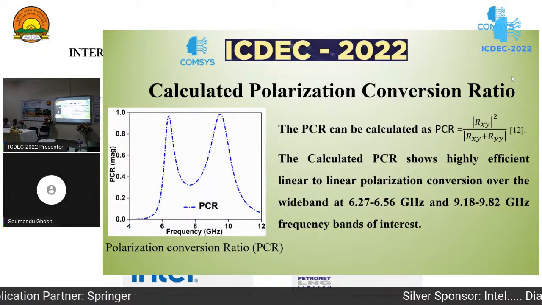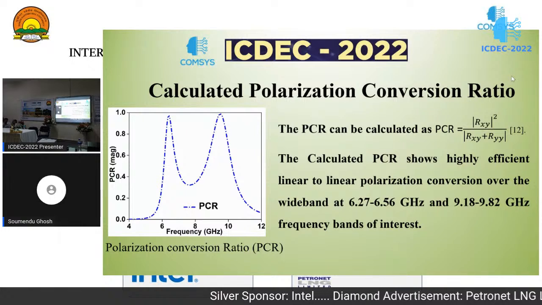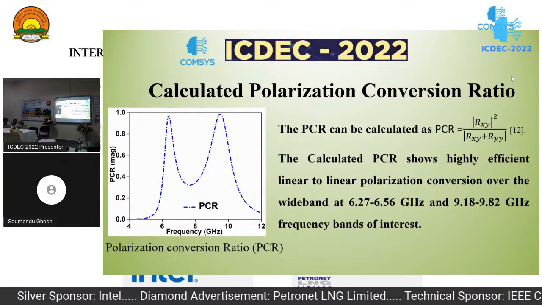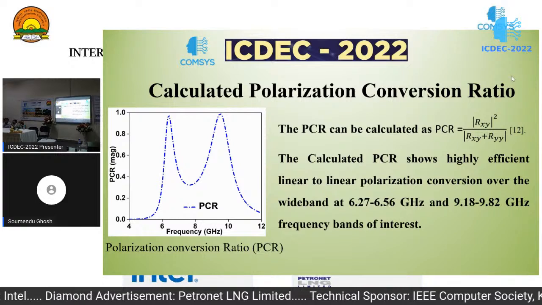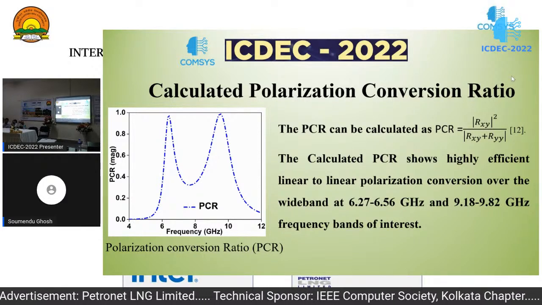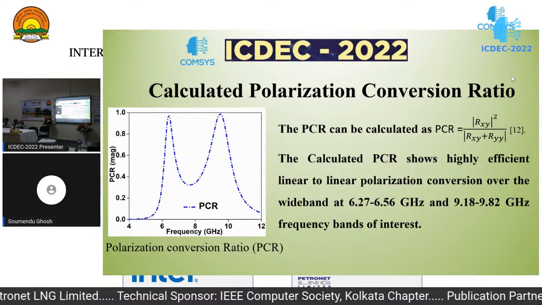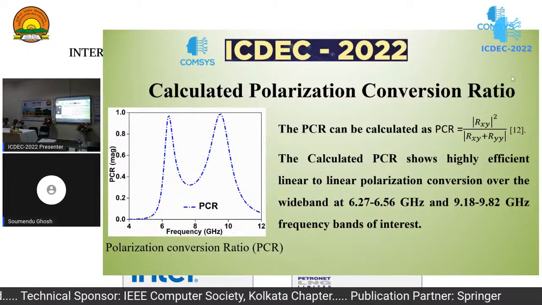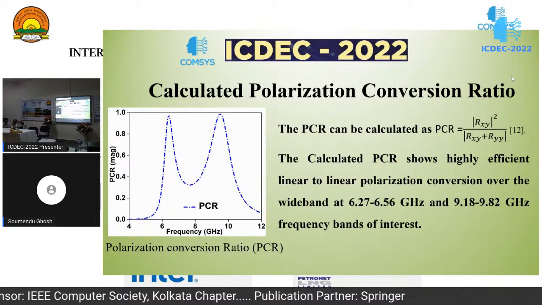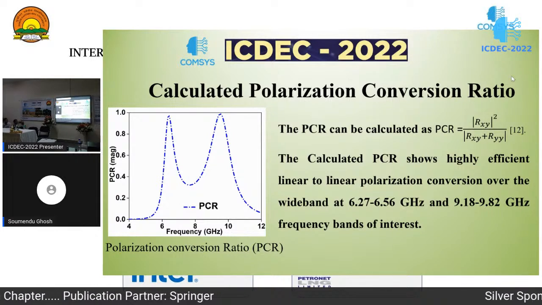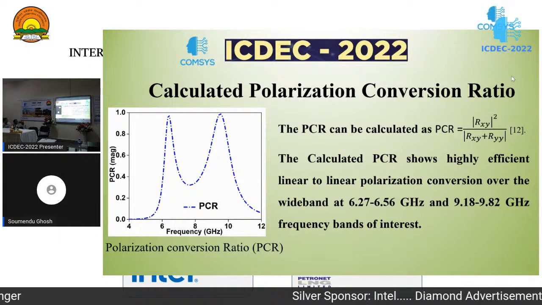The linear to linear polarization is specified by the polarization conversion decision by the governing equation. Here in that governing equation, only the reflection performance matters, and the metasurface shows highly efficient linear to linear polarization conversion at the 6.56 and 9.18 to 9.82 gigahertz frequency band.